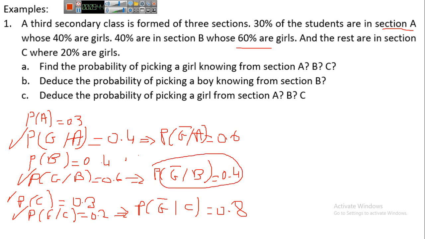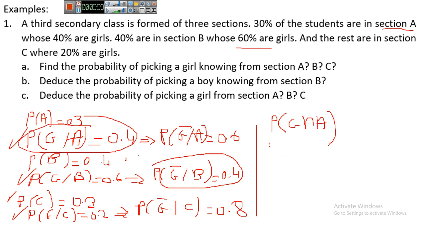Deduce the probability of picking a girl from section A. I didn't say knowing from section A. They want a girl and from section A. So I go to the given. I want girl with A. We know the formula of the total probability: the conditional probability of girl knowing A is the probability of girl intersecting A over P of A that we wrote up.